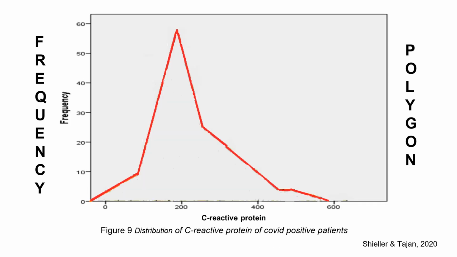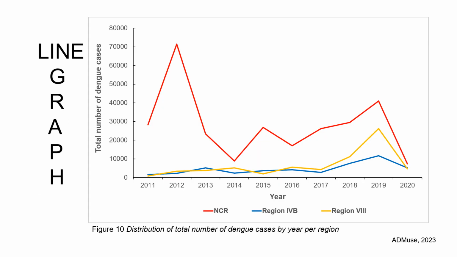This is advantageous if two or more distributions are to be depicted in a single graph, such as, for example, comparing C-reactive protein levels between mild and severe COVID cases.